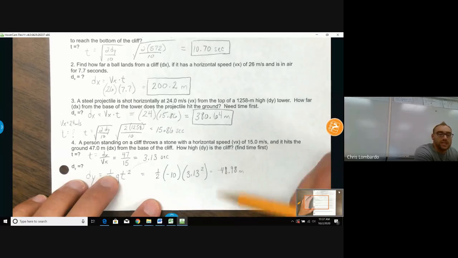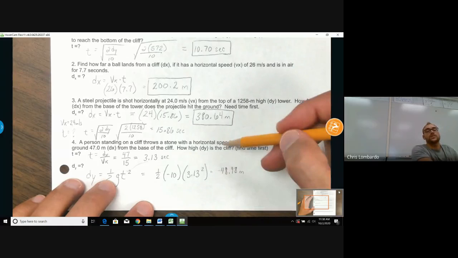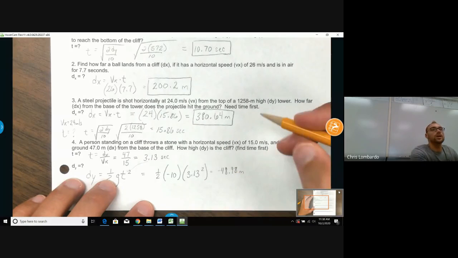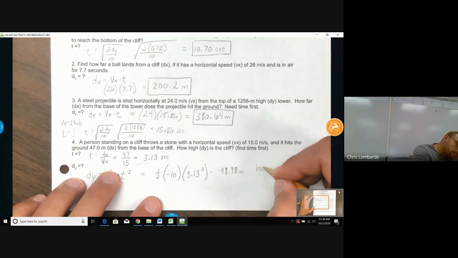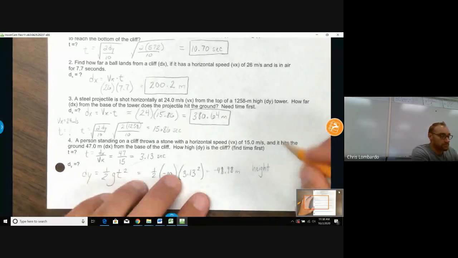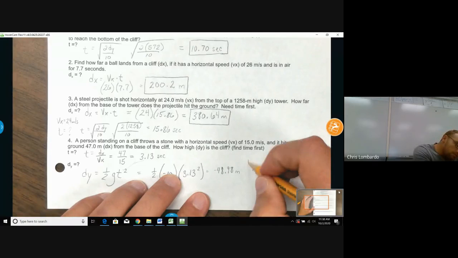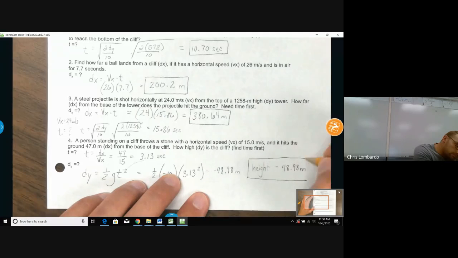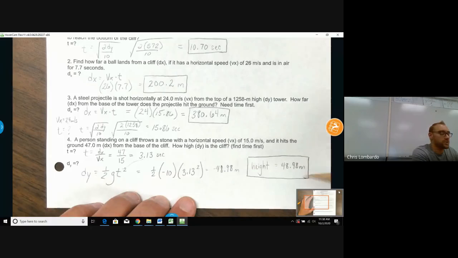But this may not be an acceptable answer, because that is a displacement. This is telling us that the object is 48.98 meters below where it was. If they're asking you for height, well, the height would just be the same answer, just not negative. So this is our displacement, which is telling us that it's this far below where it was. That means that thing has to be that high up.